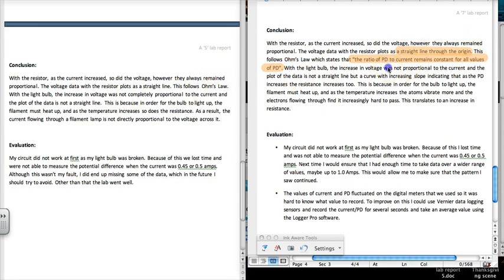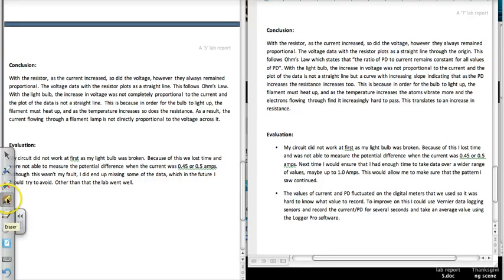With the light bulb, it was not proportional, not even slightly, to the current, and the plot of the data is not a straight line, but a curve with an increasing slope, indicating that as the PD increases, the resistance increases too. This is because in order for the light bulb to light up, the filament must heat up, and as the temperature increases, the atoms vibrate more, and the electrons flowing through it find it increasingly hard to pass. So I've just gone into a little bit more depth there as to what's going on on an atomic scale.